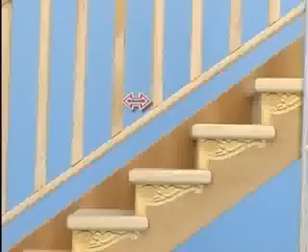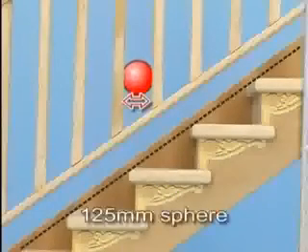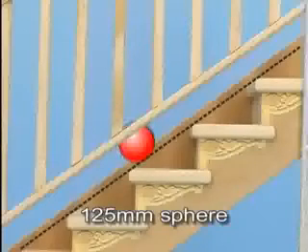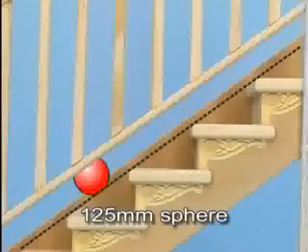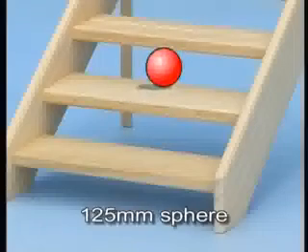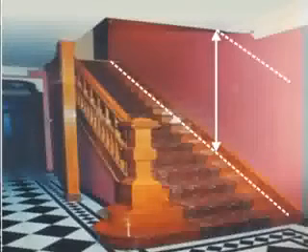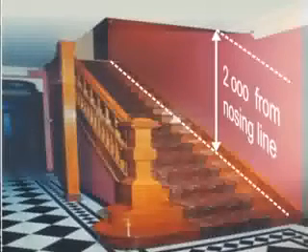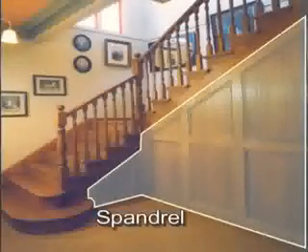Openings in balustrades must not permit a 125mm diameter sphere to pass through. For stairs, the space is tested above the nosing line. On open riser stairs, a 125mm sphere must not pass between the treads. For safety, minimum overhead clearance is 2 metres, measured from the nosing of the tread. Where framing is used to fill in below a stair, it is known as a spandrel.